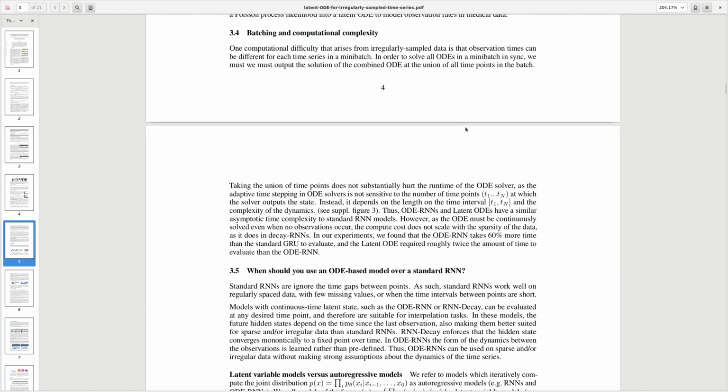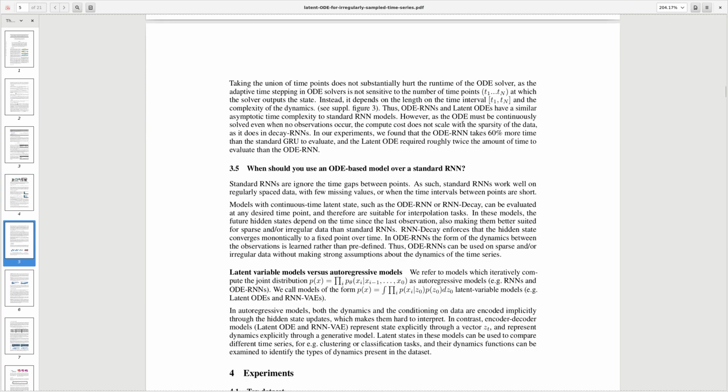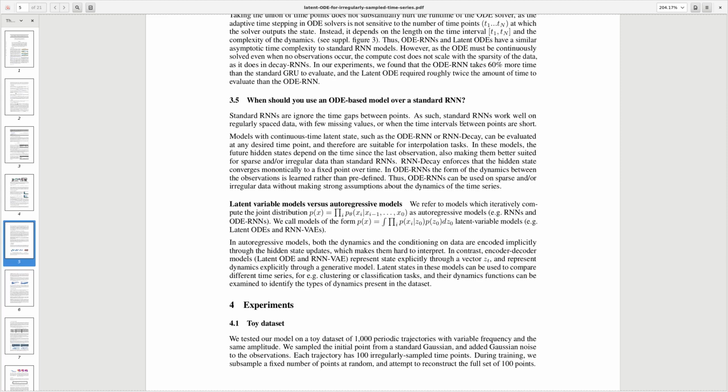Patching and computational complexity. When should you use an ODE-based model over standard RNNs? Standard RNNs ignore the time gaps between the points. As such, standard RNNs work well on regularly spaced data with few missing values and when the time intervals between points are short. Models with continuous latent space, such as ODE-RNN or RNN-decay, can be evaluated at the desired time point and therefore are suitable for interpolation tasks. In these models, the future hidden states depend on the time since the last observation, also making them better suited for sparse or irregular data than standard RNNs. RNN-decay enforces the hidden state to converge monotonically to a fixed point over time.